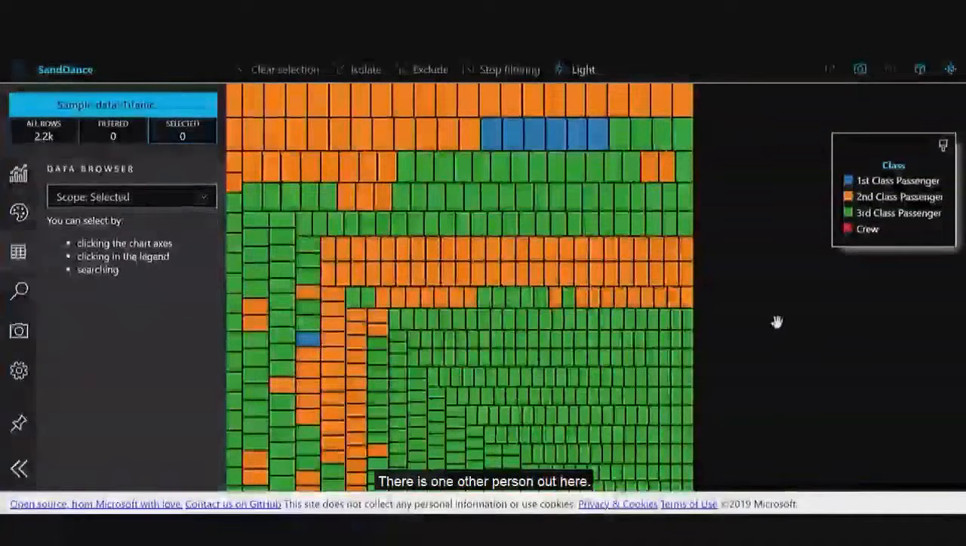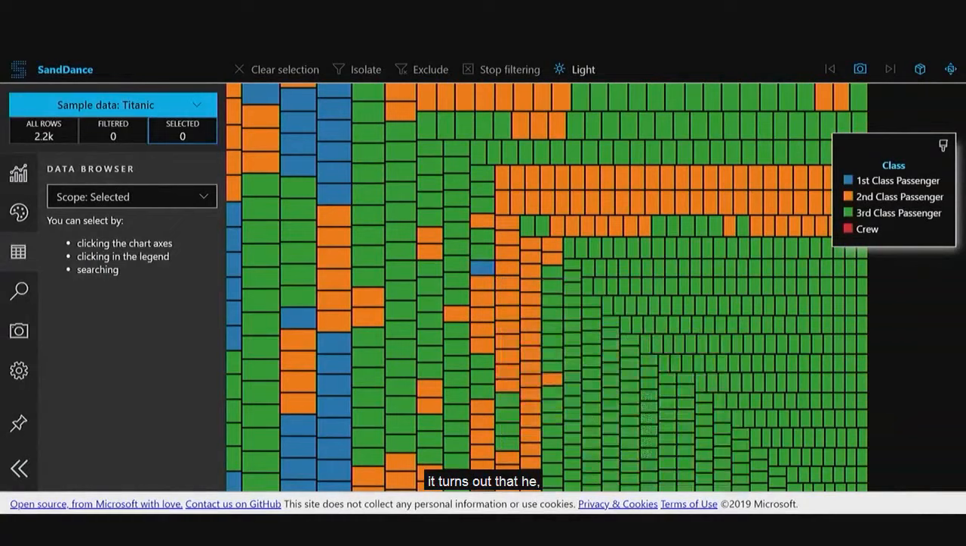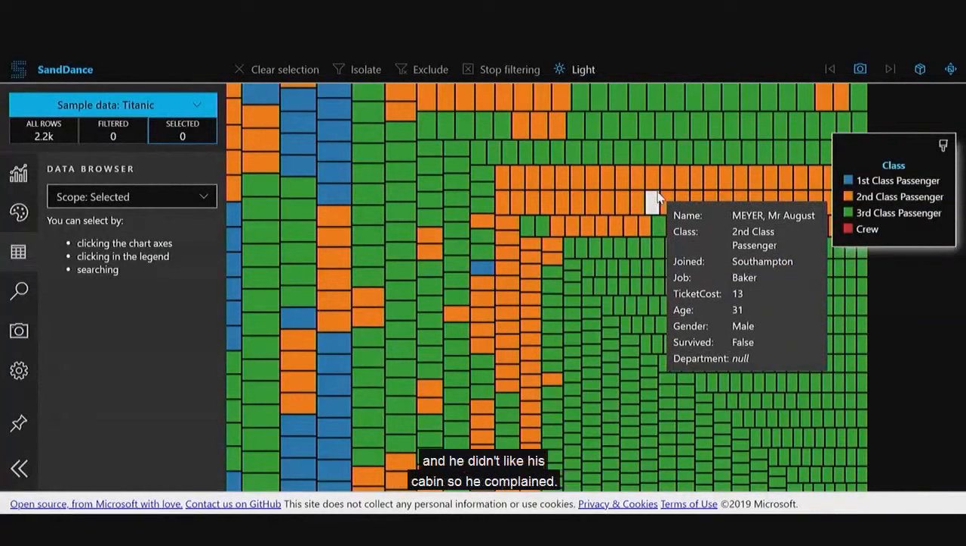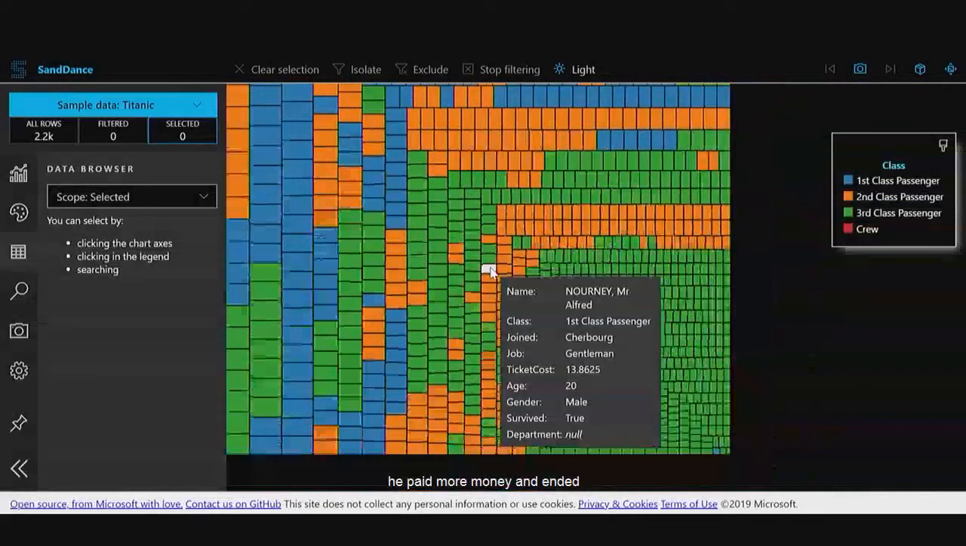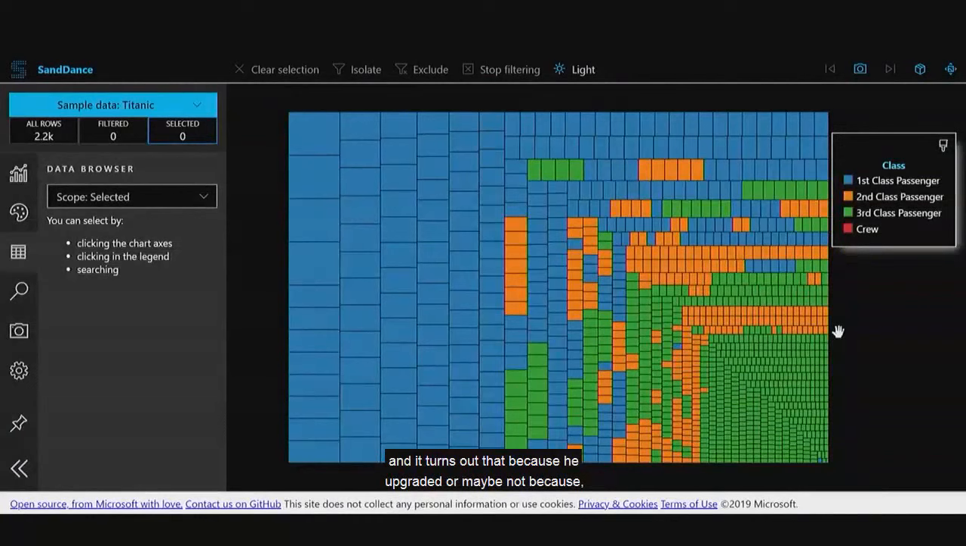Alfred Norney, and it turns out that you can see that he paid about as much as most of the second-class passengers, and he didn't like his cabin, so he complained. So on the ship, he paid more money, and it ended up in first class, which is why it's blue. And it turns out that because he upgraded, or maybe not because, but he ended up surviving the Titanic. So there it helps to complain, and you end up surviving.